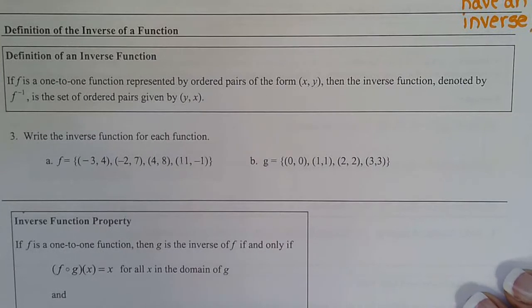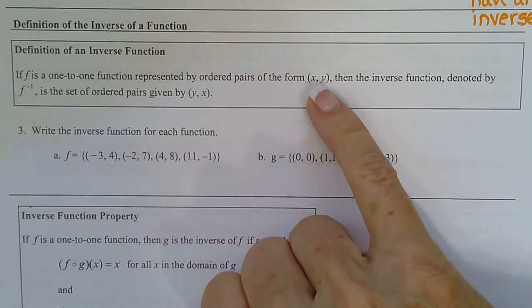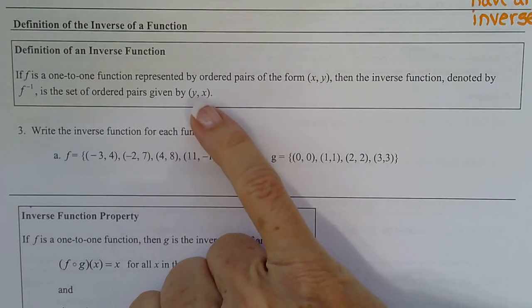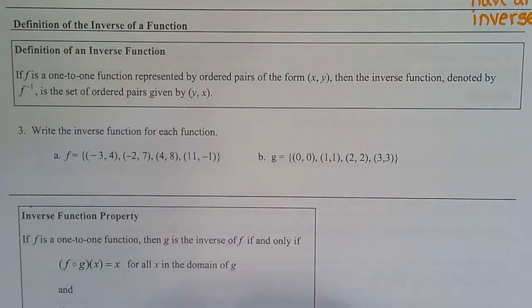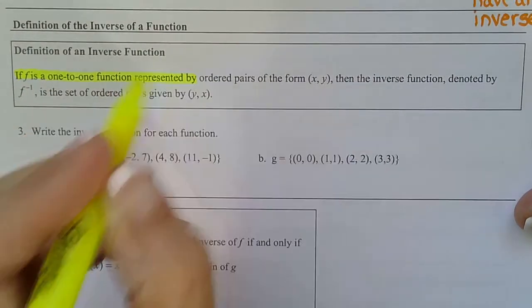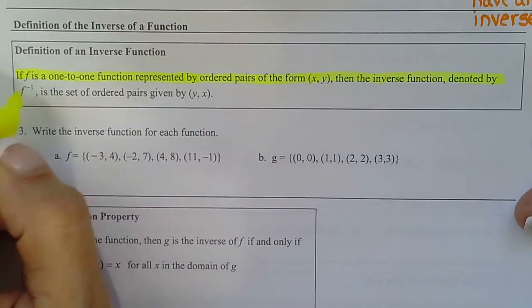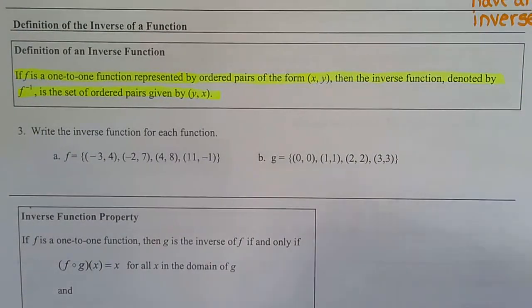So here is the official definition of an inverse function. If you have the ordered pairs x, y, the inverse function is designated as f inverse, and it's made up of the set of points y, x. So we kind of had that description earlier, but this is the official one. If f is a bunch of points x, y in an ordered pair, then f inverse, or the inverse of f, is all the points with the coordinates switched around, y, x.